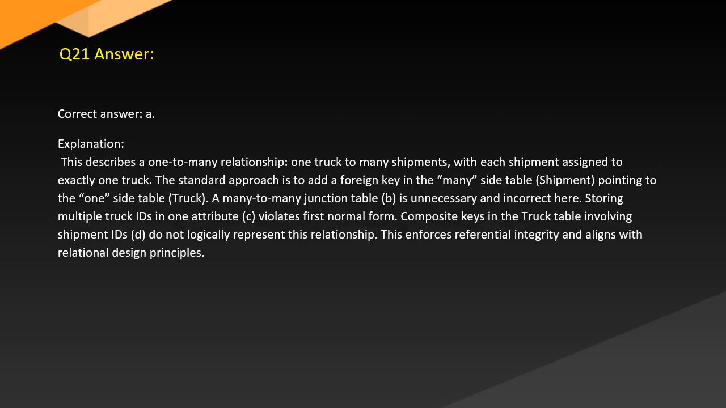Answer. Correct answer: A. Explanation. This describes a one-to-many relationship, one truck to many shipments, with each shipment assigned to exactly one truck. The standard approach is to add a foreign key in the many-side table, shipment, pointing to the one-side table, truck. Many-to-many junction table B is unnecessary and incorrect here. Storing multiple truck IDs in one attribute C violates first normal form. Composite keys in the truck table involving shipment IDs D do not logically represent this relationship. This enforces referential integrity and aligns with relational design principles.